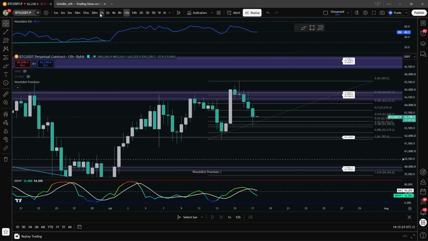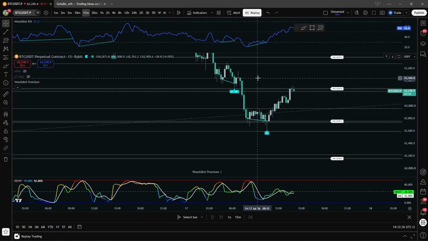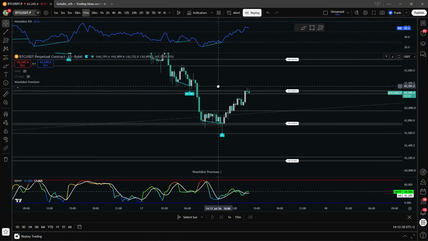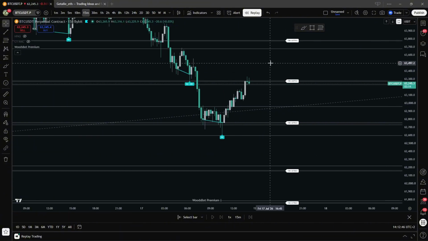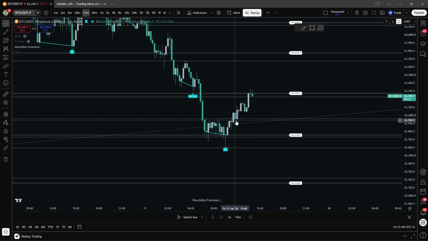So what I need to do is plan on the higher time frame, and then go to the lower time frame. And what I usually use is the 50-minute time frame. So I plan on the higher time frame, but I execute on the lower time frame. And you can see all of a sudden we do have bullish divergence, and we do have WoodsBot levels, right?